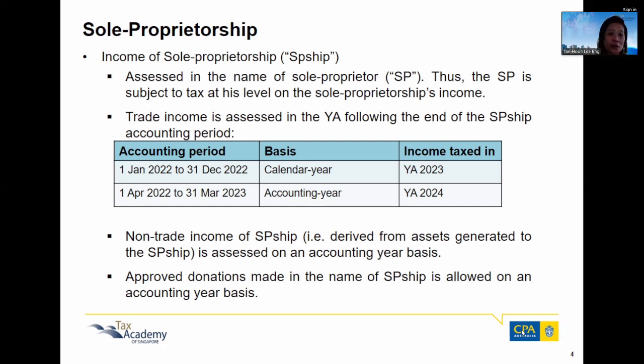How about the non-trade income of the sole proprietorship business? If the business has non-trade income, maybe rental income, then this non-trade income derived from the sole proprietorship business will follow that of the trade income of the business. Which means to say, if the business is on accounting year basis, the non-trade income that the sole proprietorship business derived will be assessed on that same basis. It follows the trade income of the business. Okay, I shall move on to the next slide.